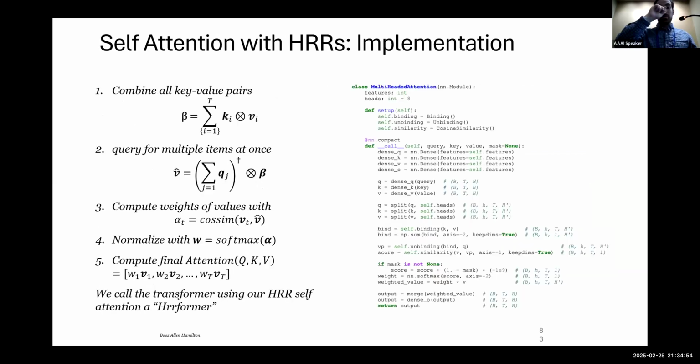And we can implement that. It doesn't take that much code. That's the entire bit of code. We can do multiple queries at once by summing our queries together and then unbinding the sum of the queries. And then we'll normalize with softmax as people do. And then our final attention is just going to be the softmax scores W times the corresponding value vectors.